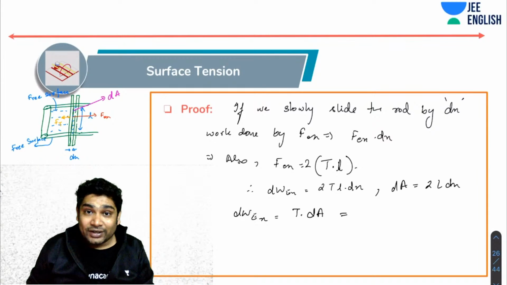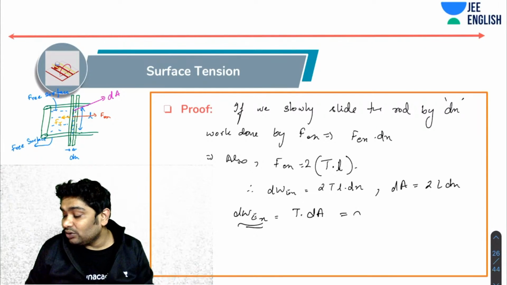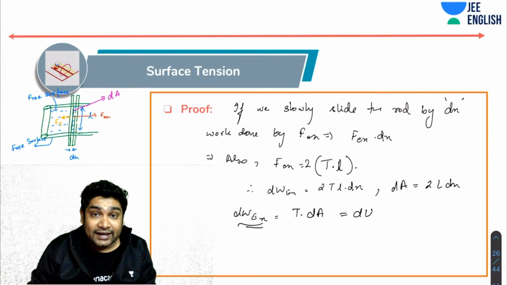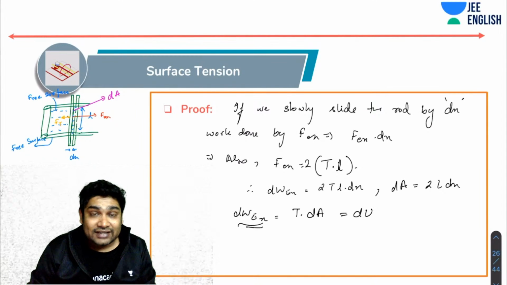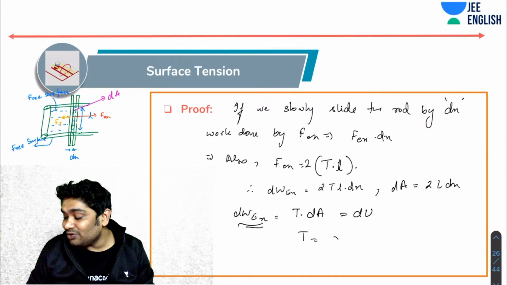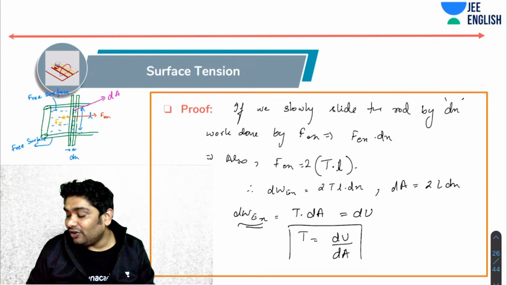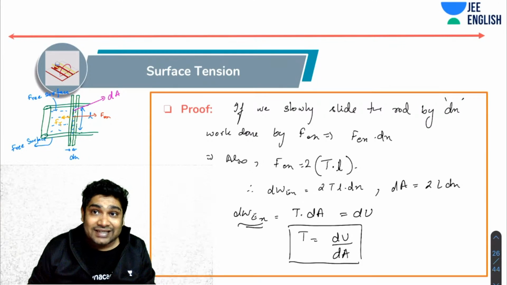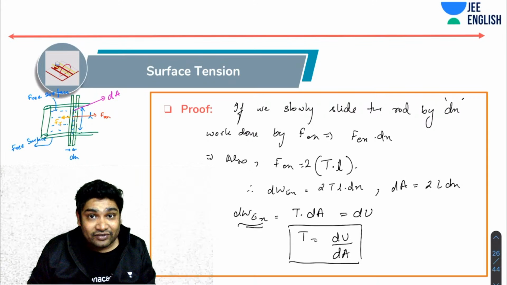And this dW external, where is this work going? This work is going into the additional surface energy contained in the additional area. The additional area that I created has to have some surface energy, so this external work is going into that surface energy. From here, I get T equals dU over dA. That is the proof that surface tension can numerically also be measured as the surface energy per unit area contained in any free surface.